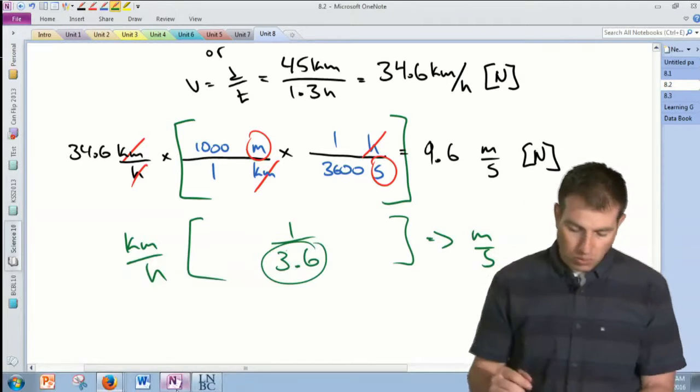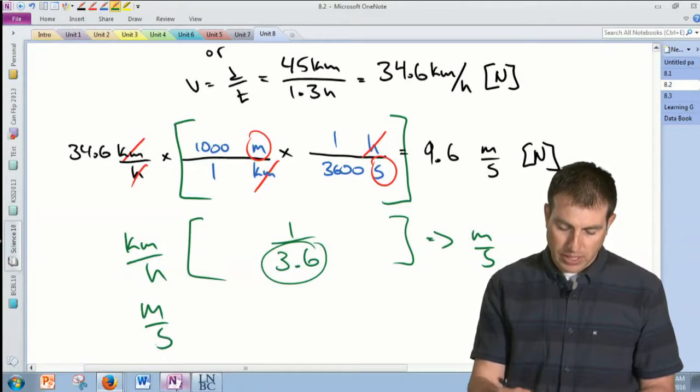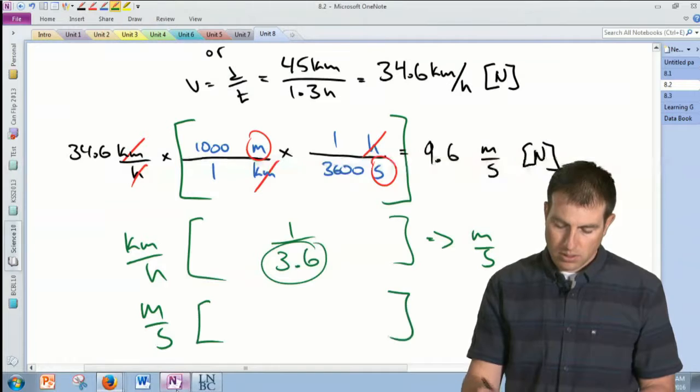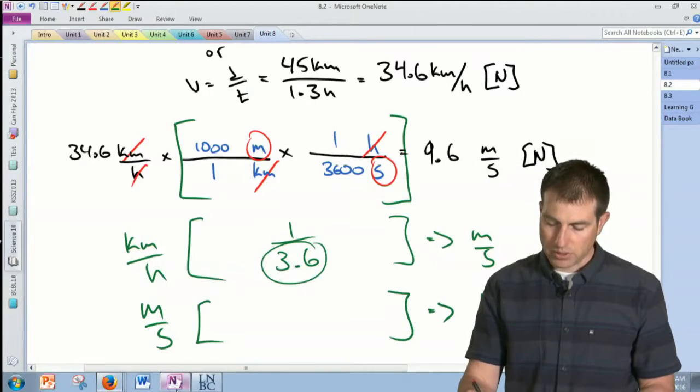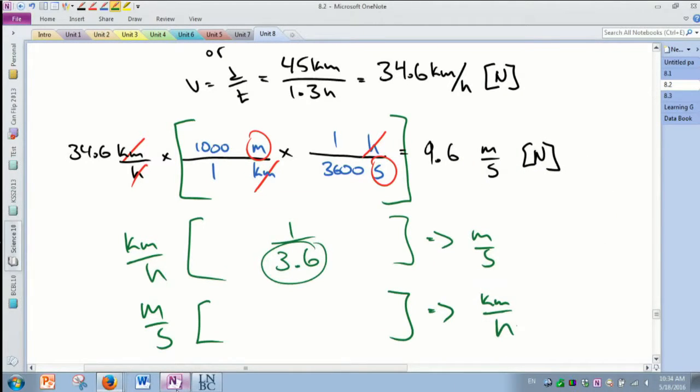If you're going the other way, if you're going from meters per second to kilometers per hour, everything inside the brackets gets flipped. You just literally flip everything. So instead of dividing by 3.6, you're going to end up multiplying by 3.6. So that is a shortcut.